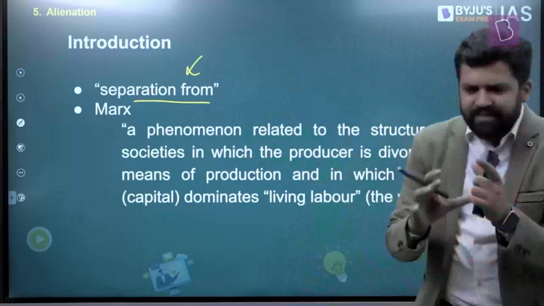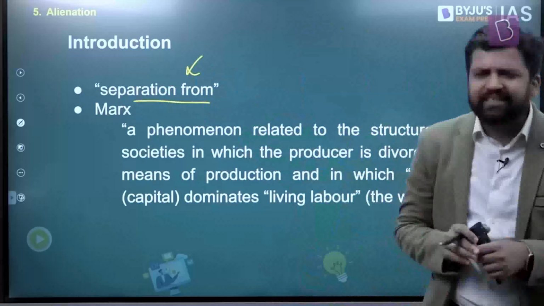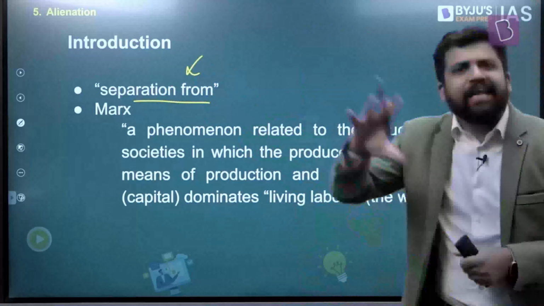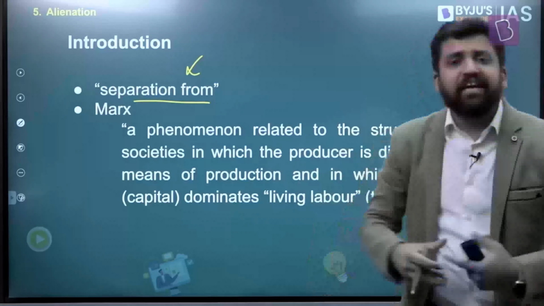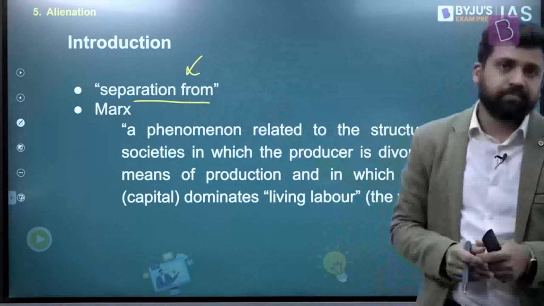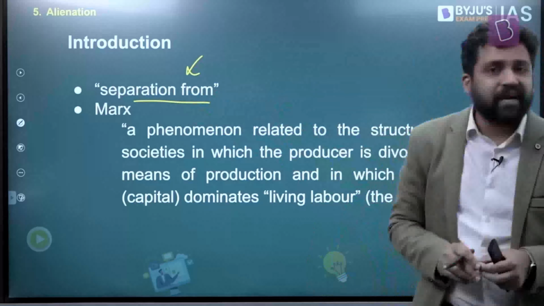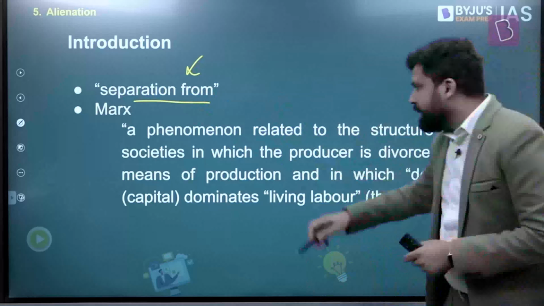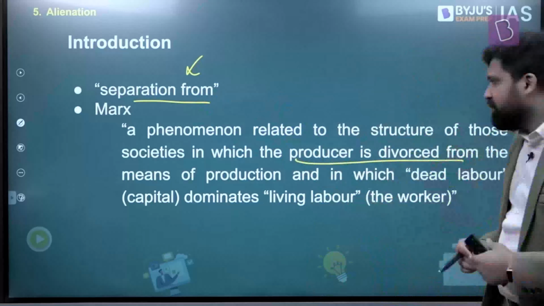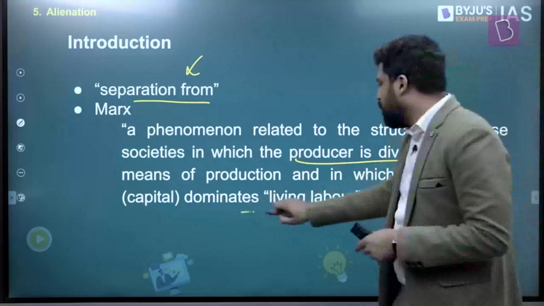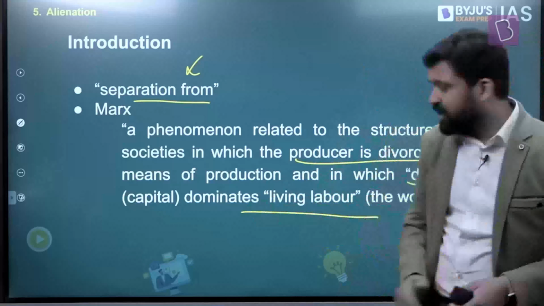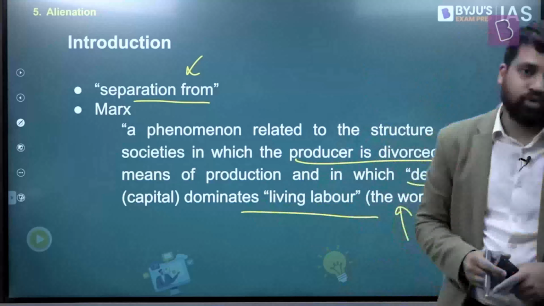Karl Marx has looked into alienation, and he says that as structures of society change, alienation changes. The way societies are structured, they can lead to alienation. And he says that in capitalistic society, you have the maximum amount of alienation. He's saying that the producer can get divorced from the means of production, and the dead labor dominates living labor. Dead labor is basically capital, money. It starts dominating the worker, the laborer, the living person. This is what alienation looks like.